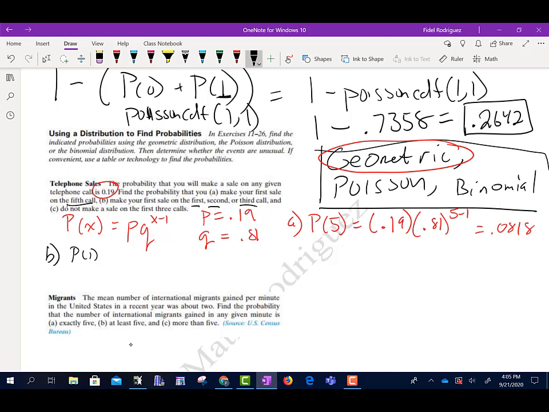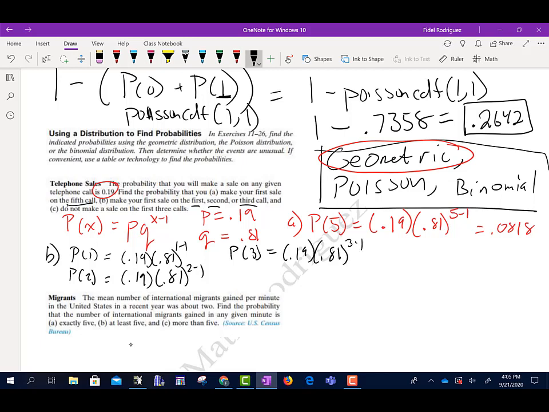So let's find the probability we get on the first. On the first, it's going to be 0.19 times 0.81 to the power 1 minus 1. The probability I'm going to get it on the second is going to be 0.19 times 0.81 to the power 2 minus 1. And the probability I'm going to get it on the third is going to be 0.19 times 0.81 to the power 3 minus 1. And what I'm going to do is add each of those numbers up.